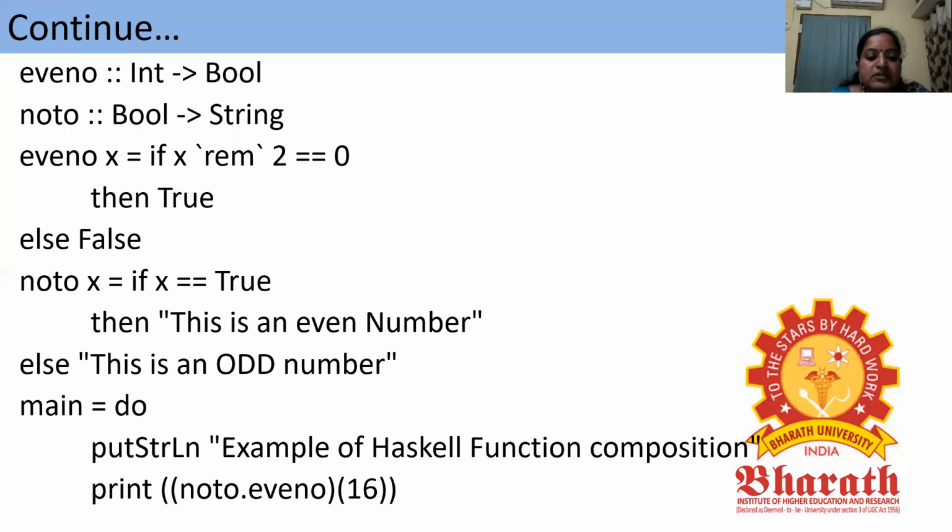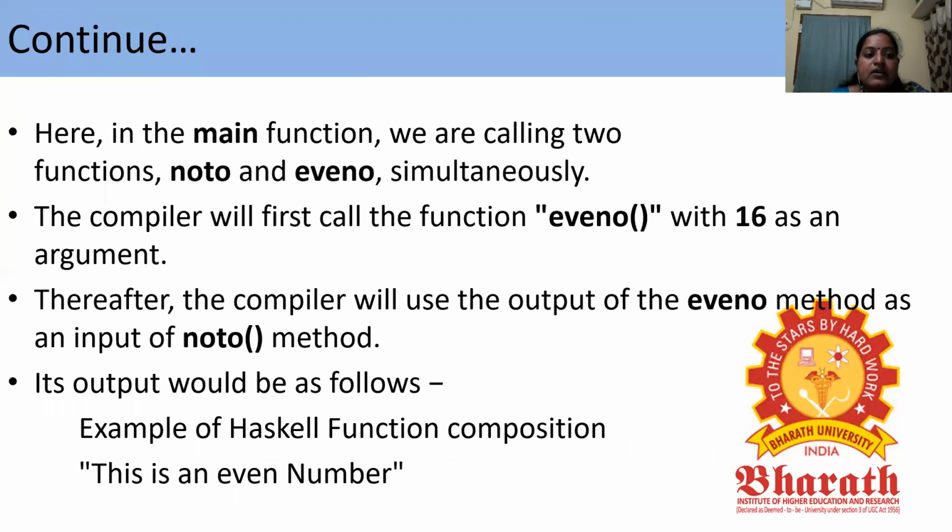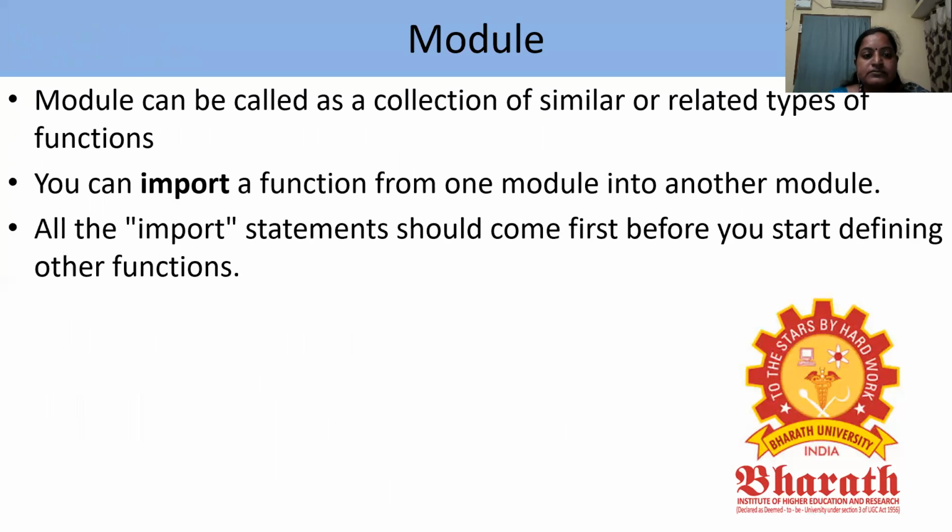So first even will check, 16 is an even number, so you will get the boolean value, that is true. After that you will write the string, that is, this is an even number. So here in the main function we are calling two functions, not and even, simultaneously. The compiler will first call the function even with 16 as an argument. Thereafter the compiler will use the output of the even function as an input of the not function. Its output would be as follows. Example of Haskell function composition. This is an even number.